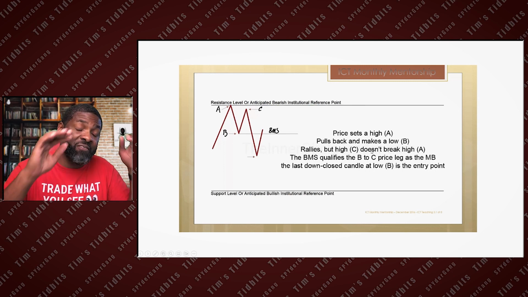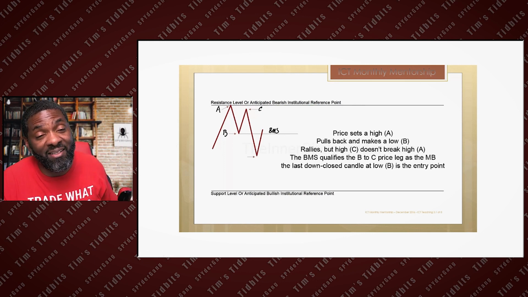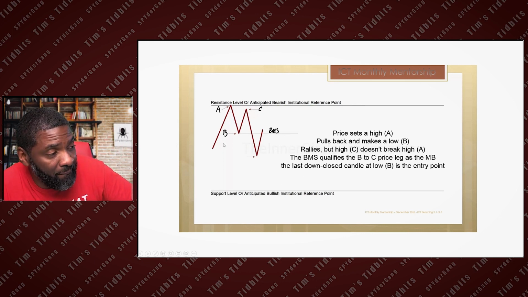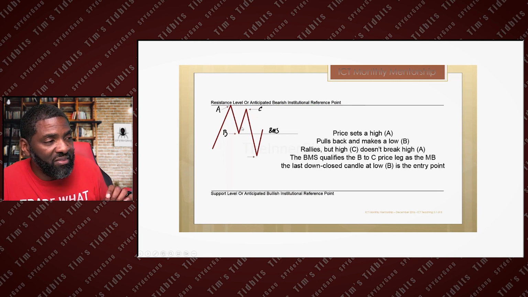Well, Tim, that sounds confusing to me too. I'm glad you said that, little Timmy Rogers. Let me break it down for you. Price goes up and sets a high. Once you set that high right here at point A, price will pull back and make a low. Once you start to rally from that low, the high that you make at C will not break the high that you made at A. Remember, that's the key.